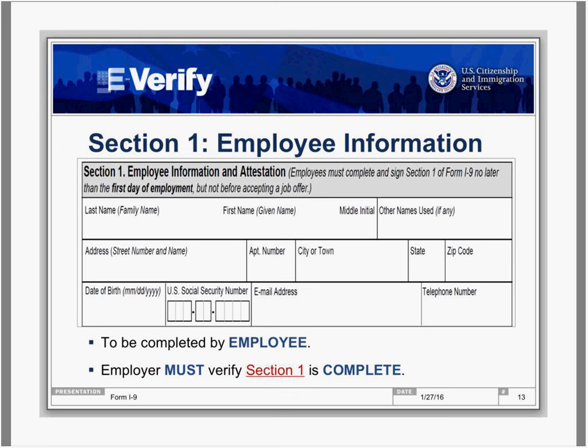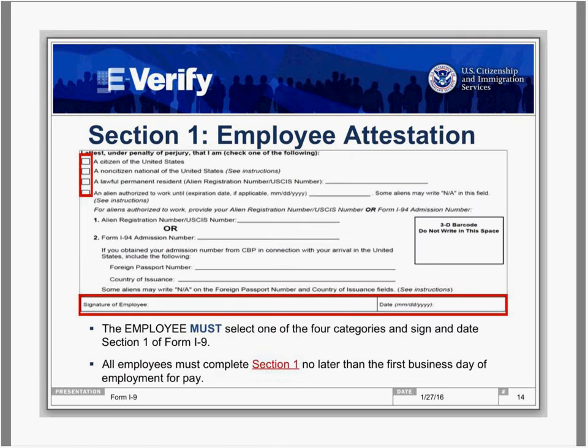At the bottom of the slide, you see the employee completes Section 1. Remember, all you're doing is checking that the information has been completely and correctly filled out. In the middle of the first page is the next subsection, the employee attestation. The employee fills this out too. You can see in those red blocks what we want to highlight and speak about on this slide. The individual selects one of those four categories.